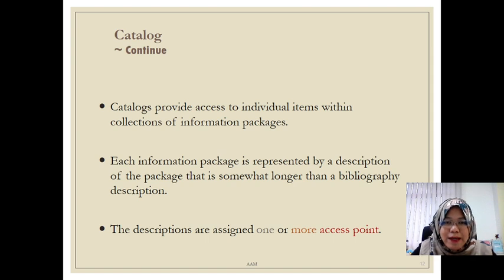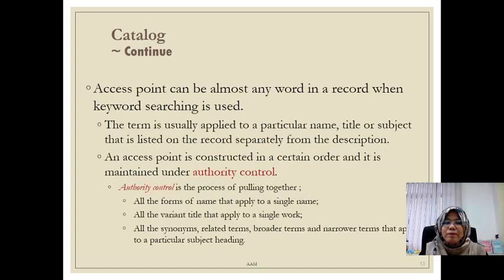A catalog provides access to individual items within a collection of information packages. Each information package is represented by a description that is somewhat longer than a bibliography description. Descriptions are assigned one or more access points. Never mind, later on you will understand what this is all about. An access point can be almost any word in a record when keyword searching is used. The term is usually applied to a particular name, title or subject listed on the record separately from the description. An access point is constructed in a certain order and maintained under authority control.